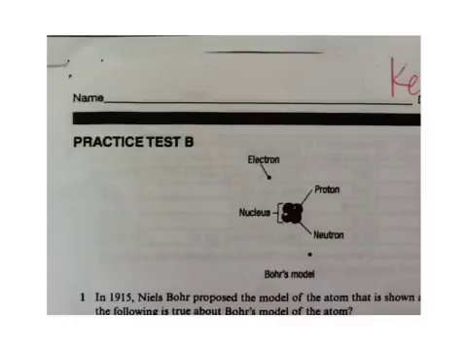Number 18. What is the net force and the direction in which the object will move? A, 4 newtons upward, B, 8 newtons to the left, C, 4 newtons downward, or D, 8 newtons to the right.